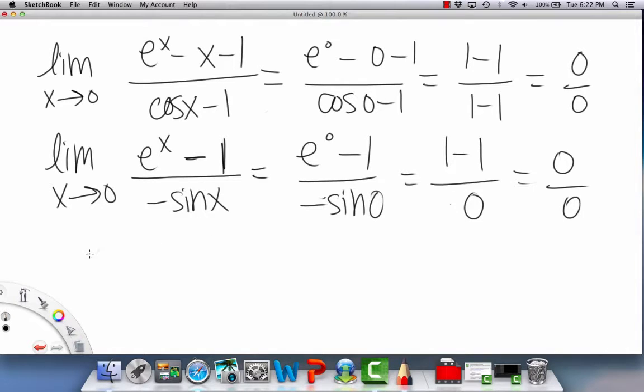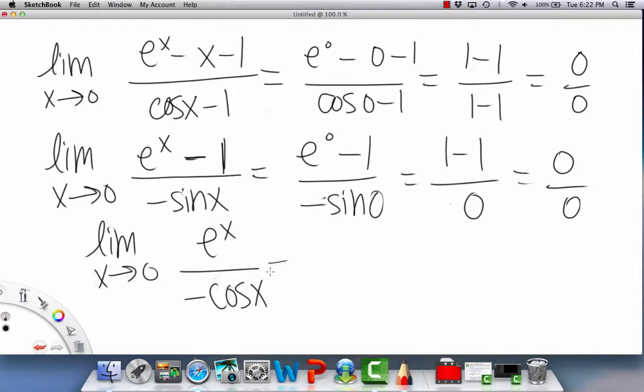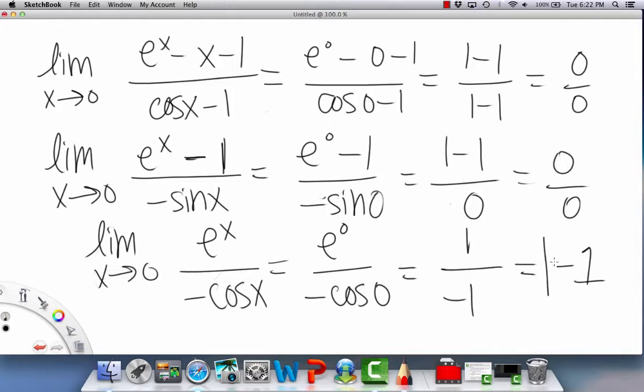Alright, let's try it again. Limit x goes to 0. So now we take the derivative of this one. So derivative of e to the x minus 1 is just going to be e to the x. And derivative of the bottom is just negative cosine x. Alright, let's try it one more time. e to the 0 over negative cosine of 0 equals a positive 1 over a negative 1. Okay, so our final answer is going to be negative 1. See how this time it took us twice. We applied the rule twice in order to get a determinate answer.